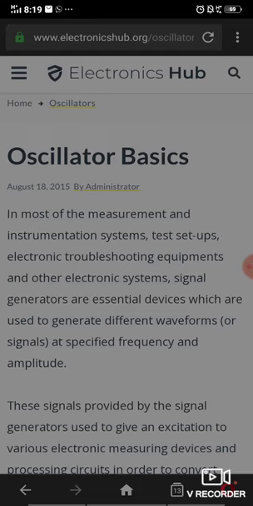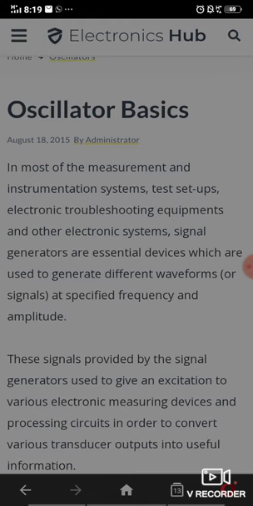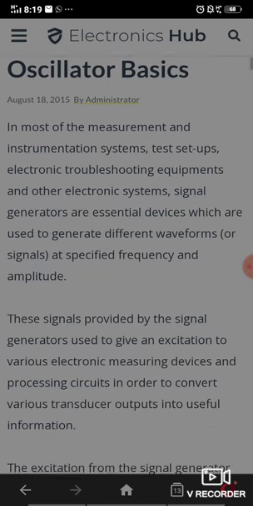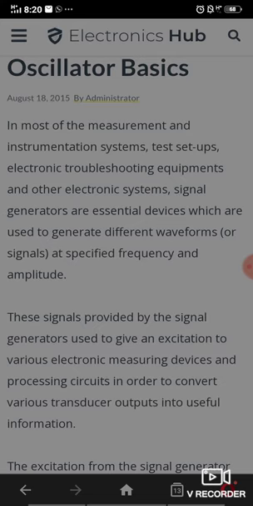Oscillator basics in most measurement and instrumentation systems, test setups, electronic troubleshooting equipment and other electronic systems. Signal generators are essential devices which are used to generate different waveforms at specified frequency and amplitude. These signals provided by the signal generator are used to give an excitation to various electronic measuring devices and circuits in order to convert various transducer outputs into useful information.